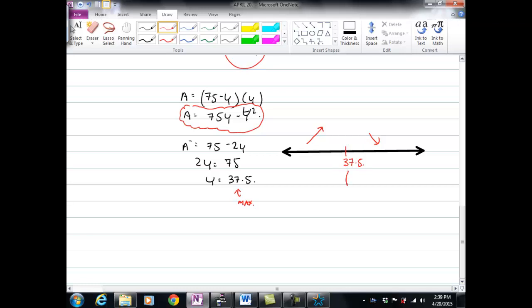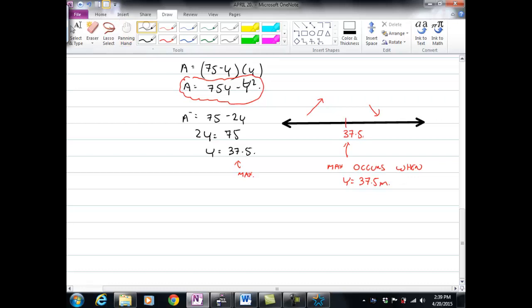So right off the bat, I know that max occurs when y equals 37.5 meters. Okay, that's my maximum. So if I set my y to be 37.5, I will get the maximum value possible. But I'm asking for dimension. So now, go back and find x for me, please.